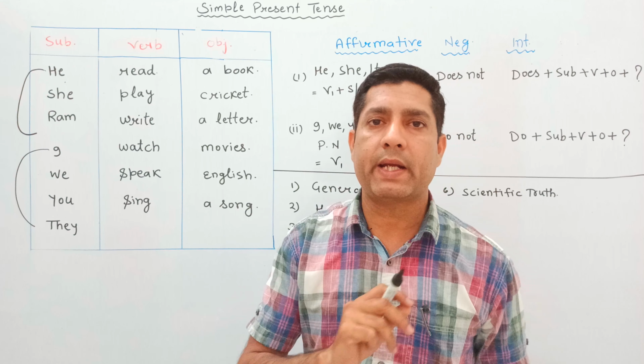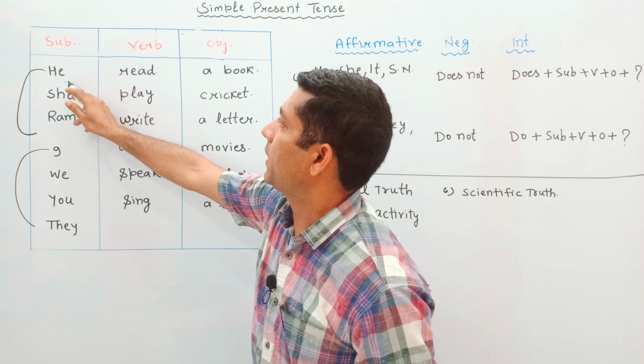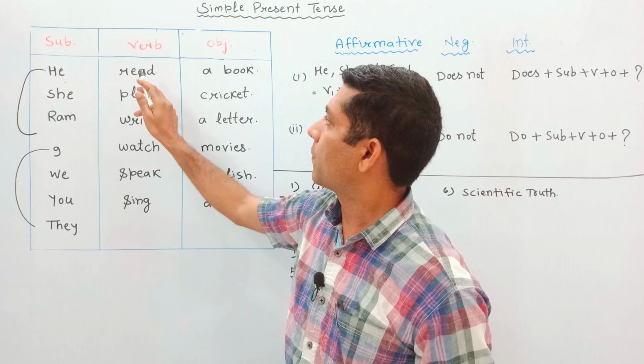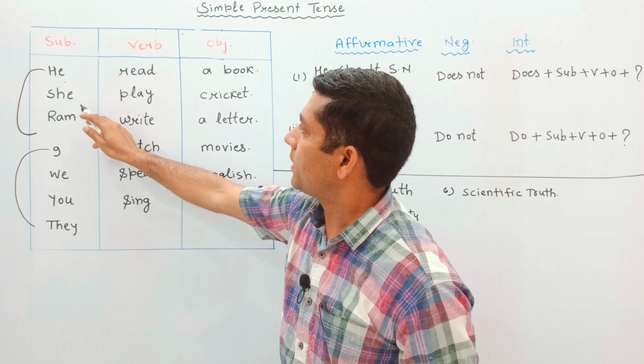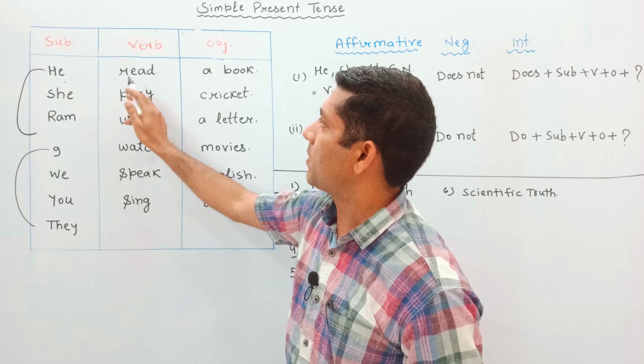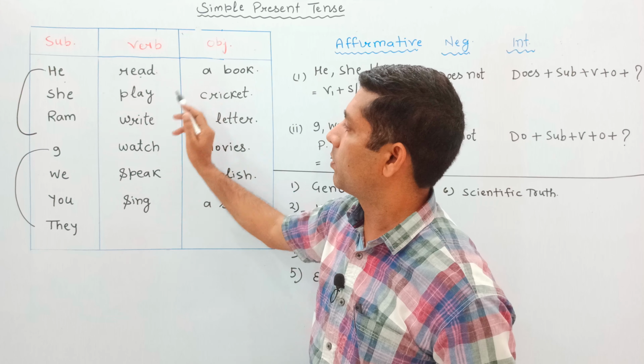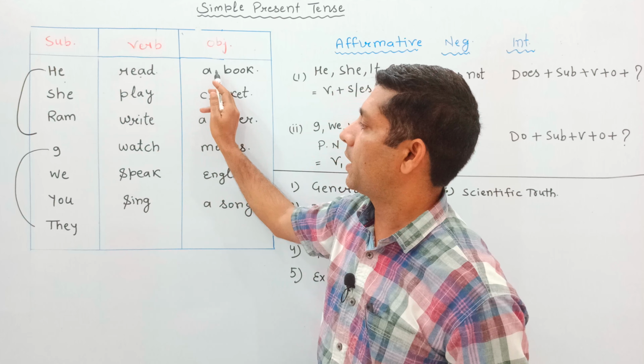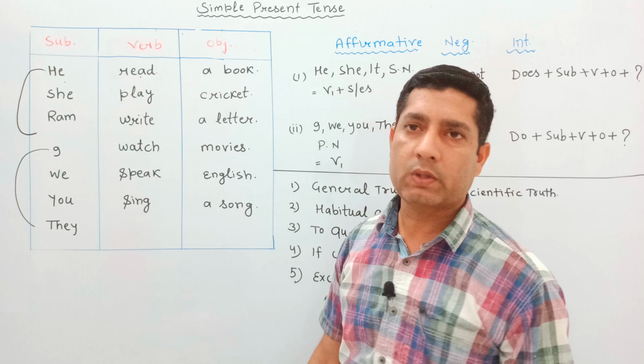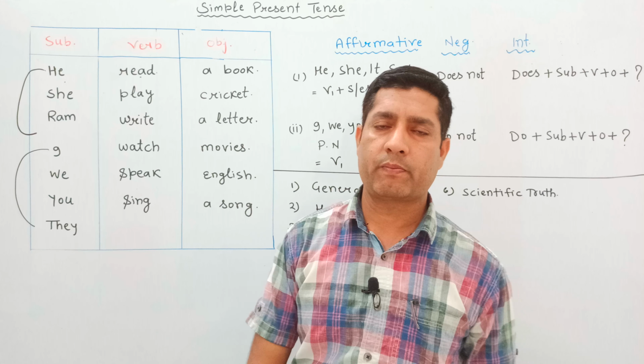If we talk about negative sentences, then he does not read a book, she does not read a book, Ram does not read a book, I do not read a book, we do not read a book, you do not read a book, and so on.